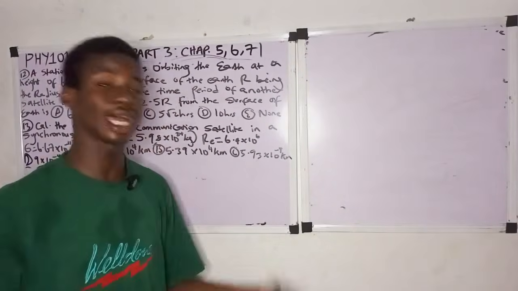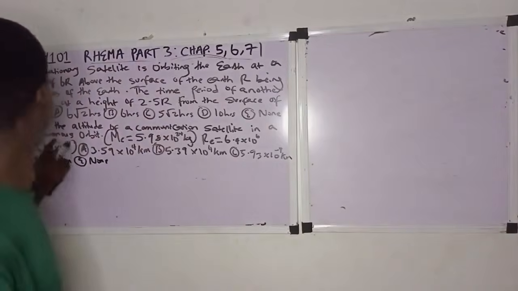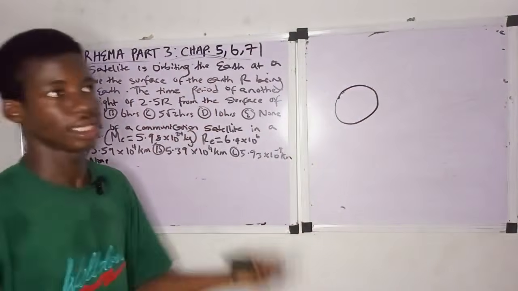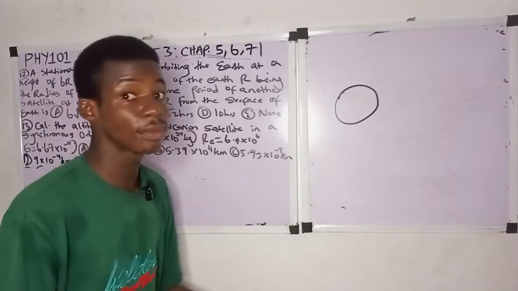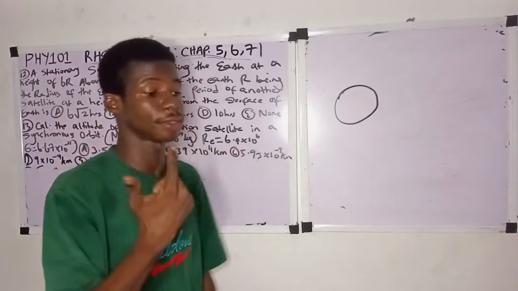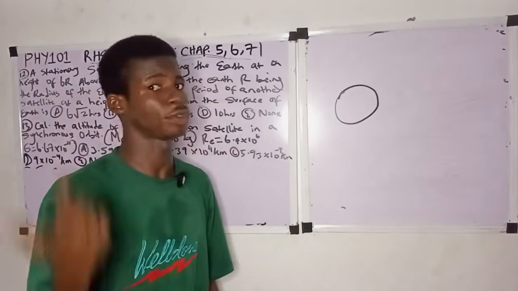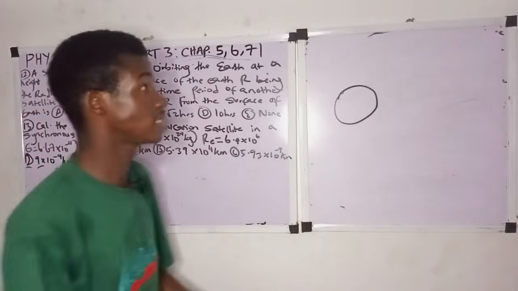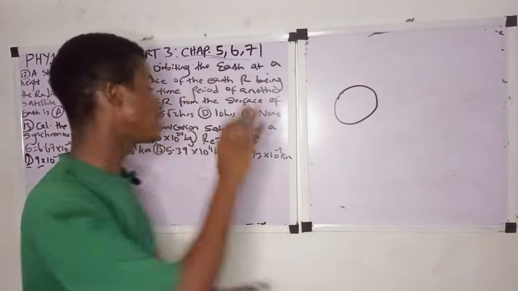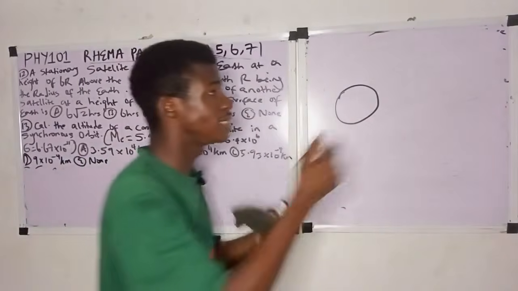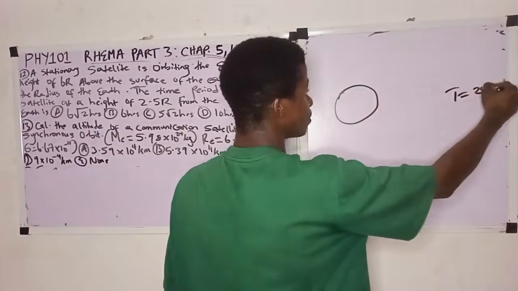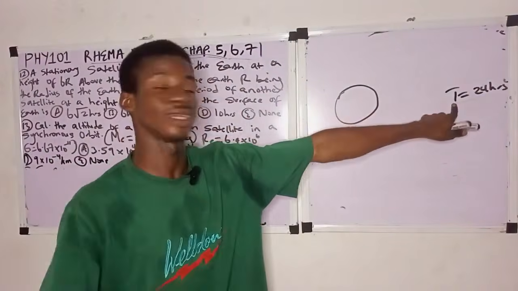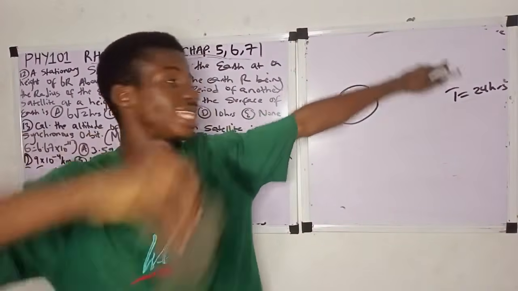Now, in our previous class, under gravitation, I told you guys what is synchronous orbit. Synchronous orbit is the type of orbit that has the same period as the Earth. Normally the Earth revolves around its axis in 24 hours, right? In a day, 24 hours. So the period, which is the time at which the Earth revolves around its axis, is 24 hours, right?